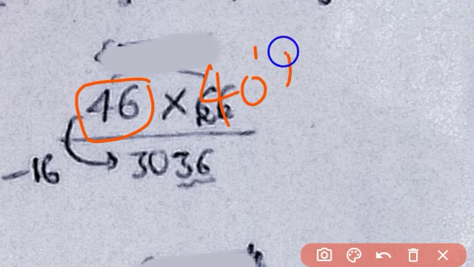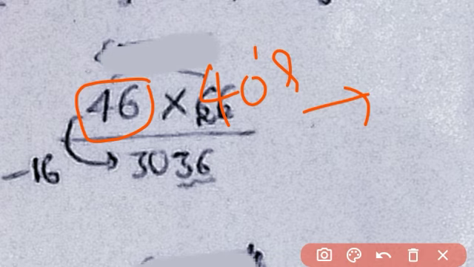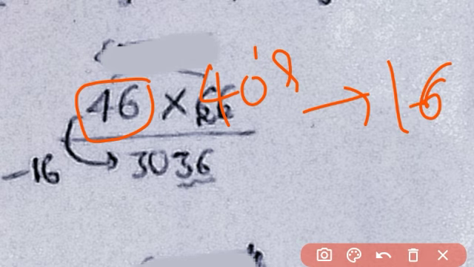Here the trick is, you have 46 on the left side. Assume it's 40s, and if you have 40s, you have to subtract from that number 16. How will you get 16? I will tell you.